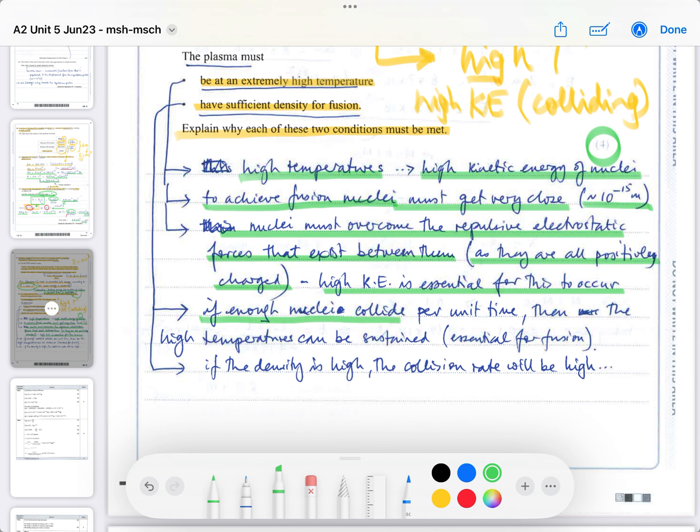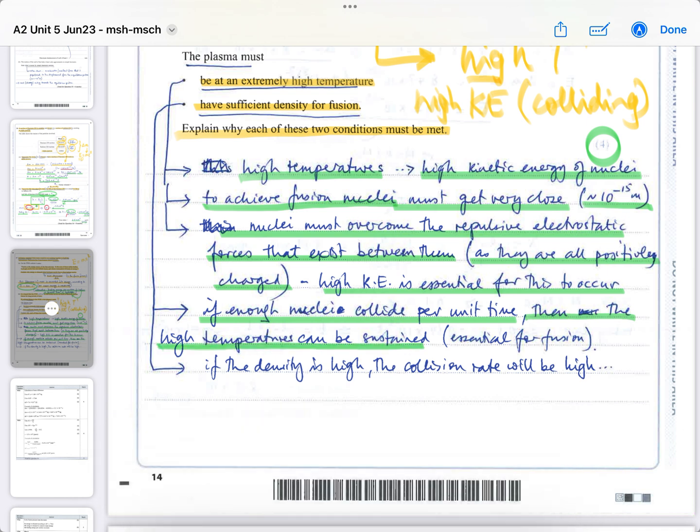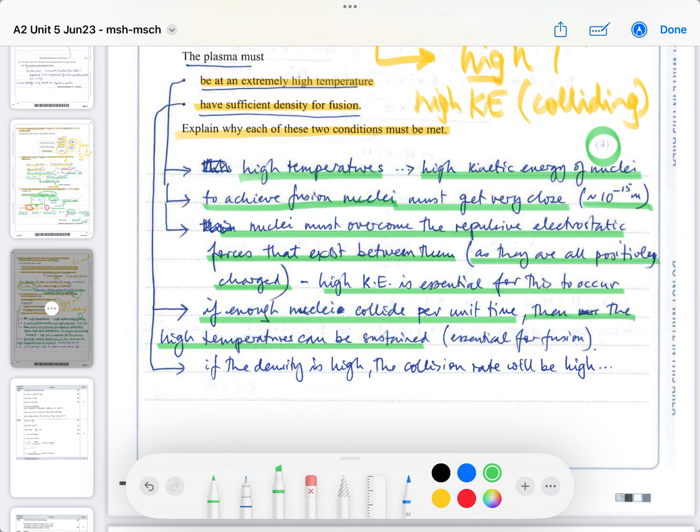If enough nuclei collide per unit time, yes, per second, then the high temperatures can be sustained. If they don't, the temperature will drop. Yeah, and you need to sustain a high temperature as it's essential for fusion reactions. Okay, so it's like a circular argument. If you create fusion, you create more heat, more energy, and more energy creates more kinetic energy in the particles, and more kinetic energy maintains a high temperature, because temperature and kinetic energy of particles is the same.